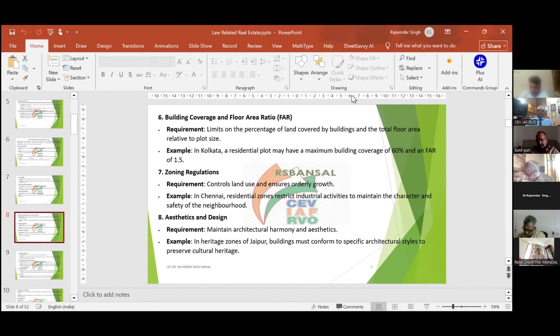And then it provides for aesthetics and design. Maintain architectural harmony and aesthetics, of course, without compromising the structural stability. You can have aesthetics and architectural designs without compromising the structural stability of the building. For example, in heritage zones of Jaipur, buildings must conform to specific architectural styles to preserve cultural heritage.